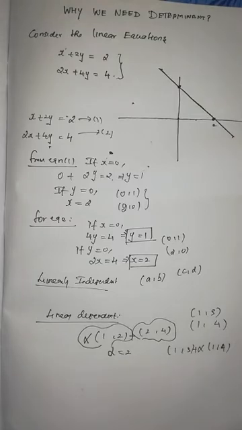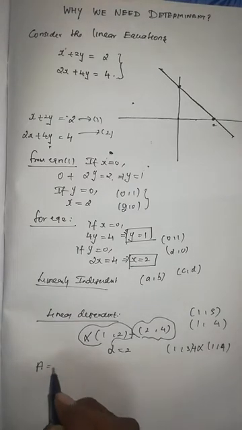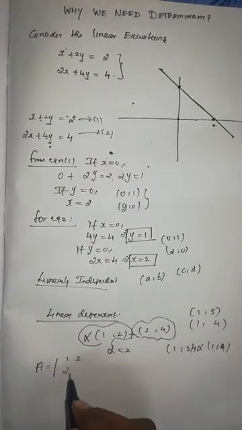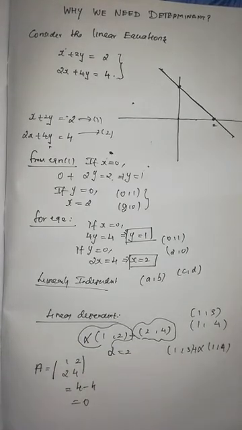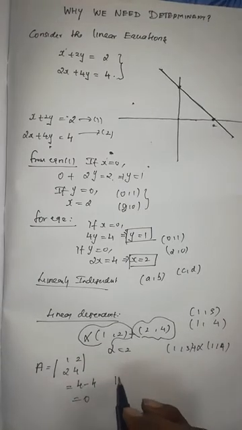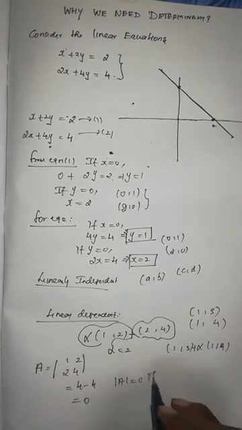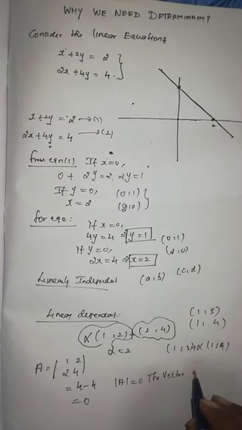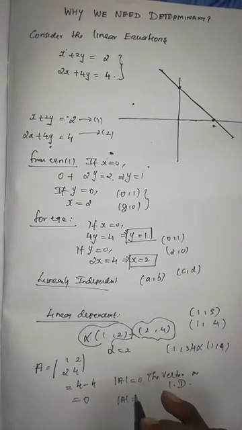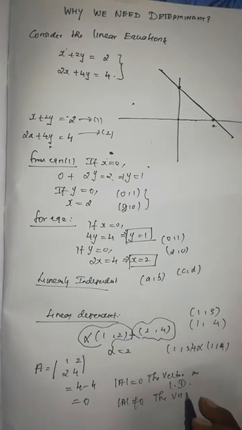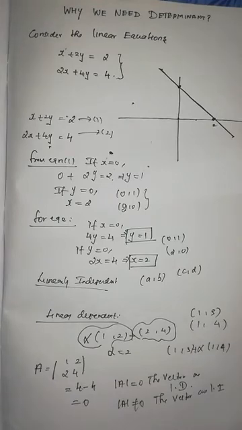Determinants tell us whether the vectors are linearly dependent or linearly independent. When you calculate the determinant for this matrix, which is [1, 2; 2, 4], we get 4 minus 4 is equal to 0. When the determinant is 0, the vectors are linearly dependent. If the determinant is not equal to 0, the vectors are linearly independent. So this is the main result.